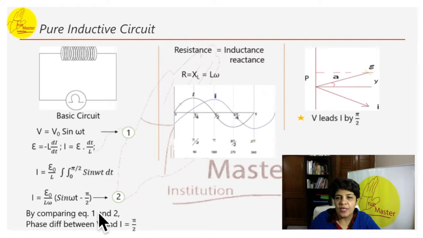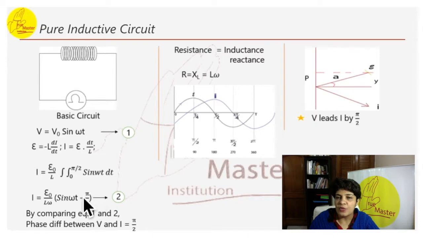So the phase difference between V and I, or EMF and I, will be pi by 2. Okay, first let's derive this. How have we come to this value from V, all the way to I? We know from the formula of inductance that EMF is equal to L into di by dt. So we can say I equals EMF dt by L. Integrating, for sine omega t we get minus pi by 2.